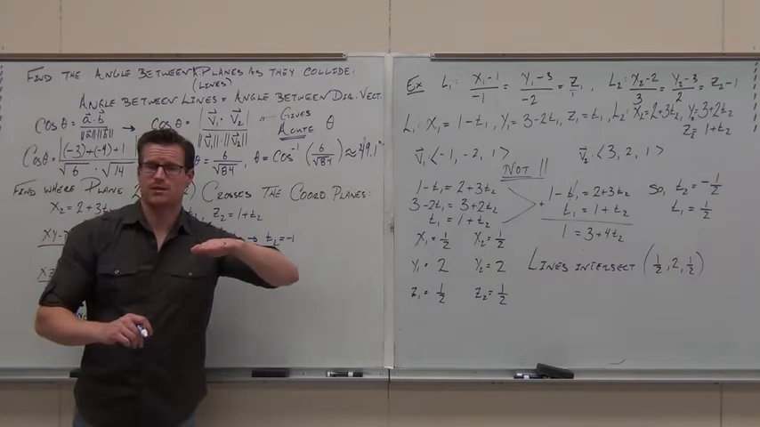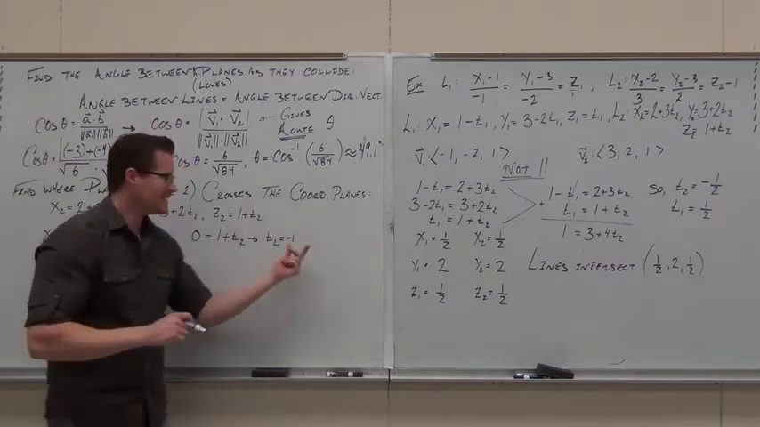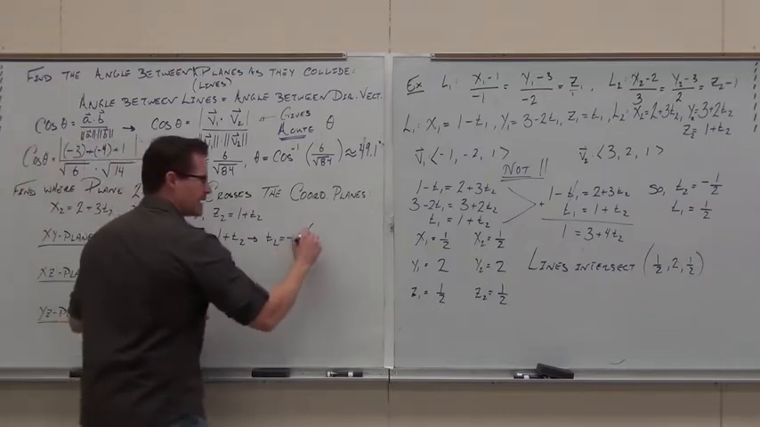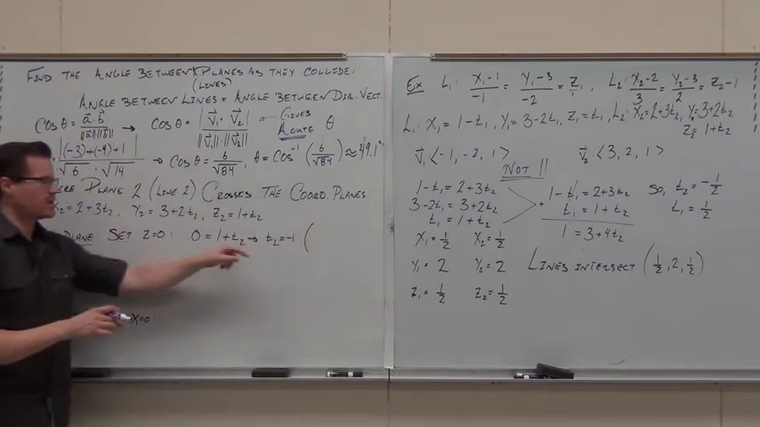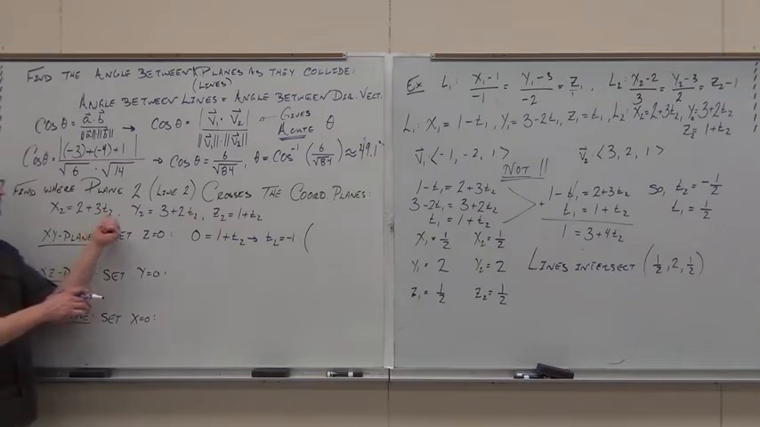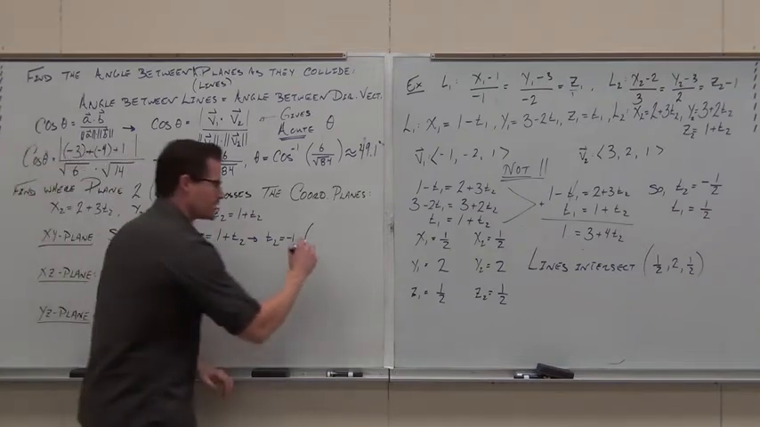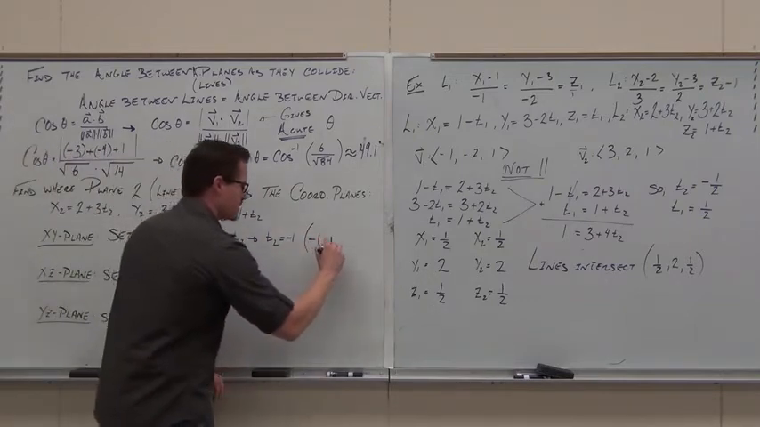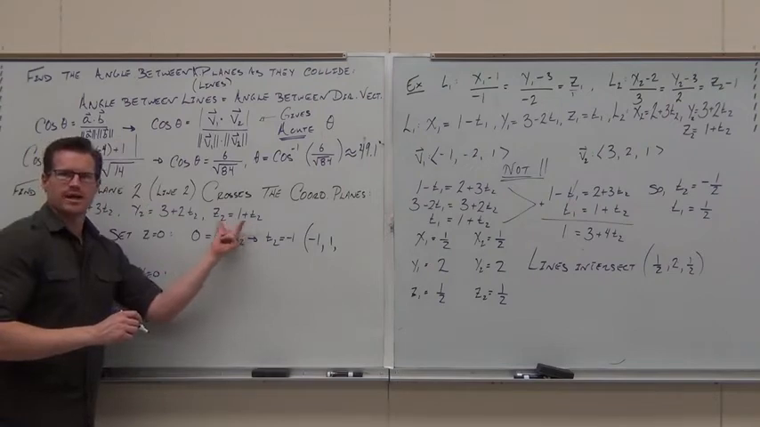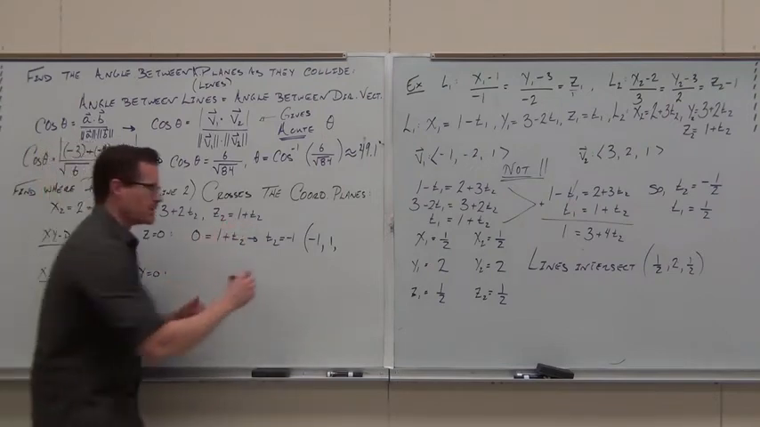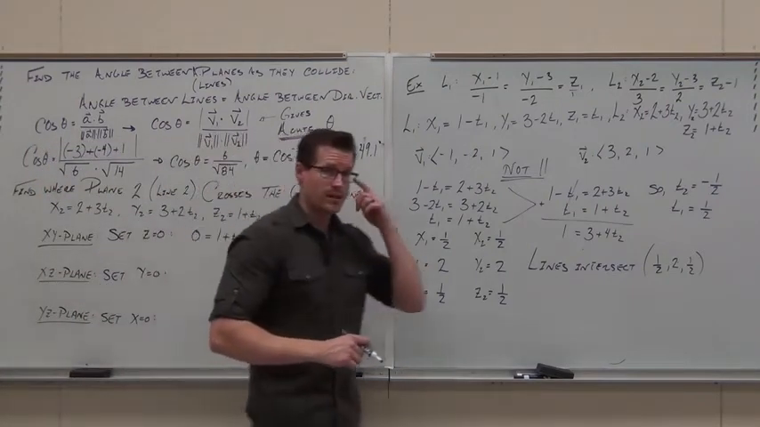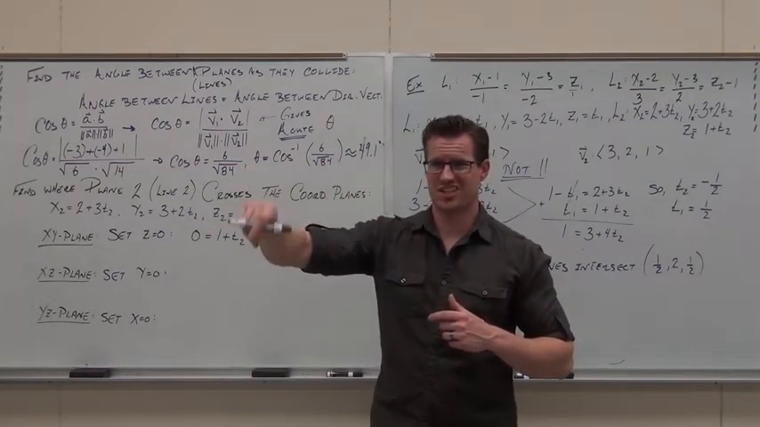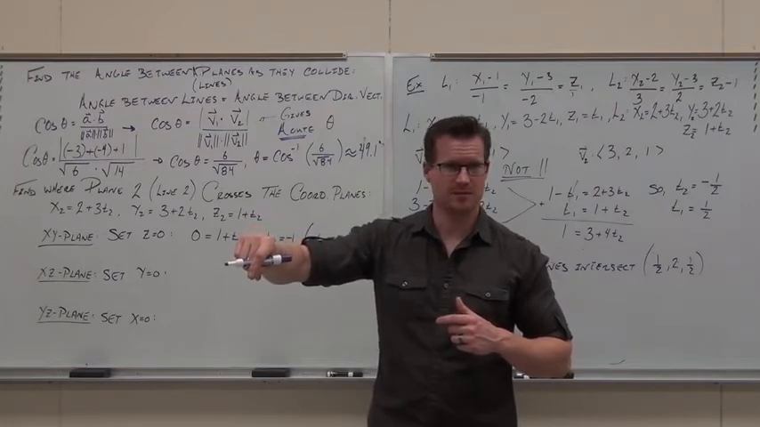Now, can you figure out the point to that? Well, yeah. Now that you got a T sub 2 equals negative 1, just plug it in. If I plug that in, then I'm going to get the point. So if I plug in negative 1 here, that looks like a negative 1 to me. If I plug in negative 1 here, that looks like a positive 1 to me. If I plug in negative 1 here, why would I do that? I just set Z equal to 0. It's obviously going to be 0. Verify that that point is actually on the XY plane, because your Z is 0. That was the whole idea.